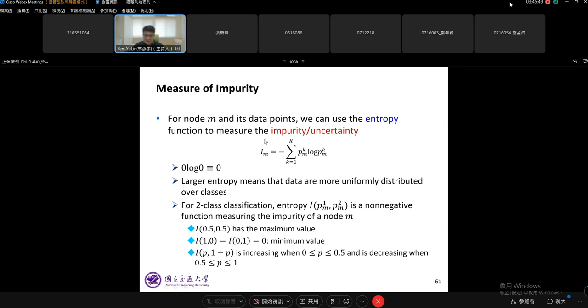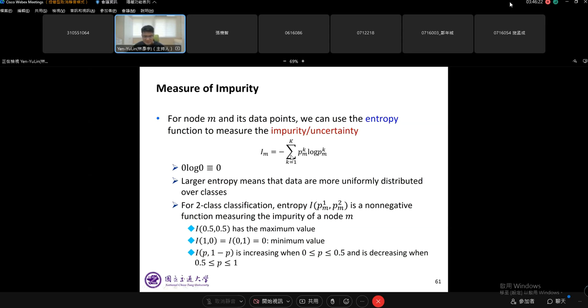Here is the definition of entropy. Let's consider a particular node M. I_m is the entropy on node M. It is defined as the part on the right hand side of this equation. There is a negative sign here, and we have a sum operator.